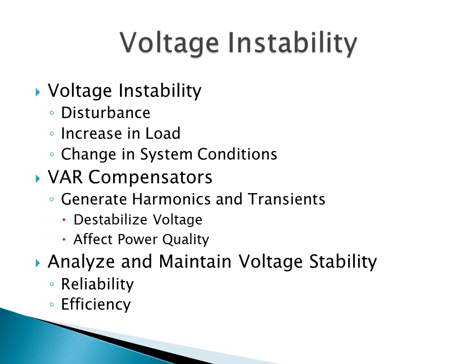So, what causes voltage instability? Voltage instability can be caused by a disturbance, an increase in load, or a change in a system's conditions. In addition, harmonics and transients generated by the fluctuating loads and some VAR compensators also destabilize voltages and adversely affect power quality. A network unable to generate sufficient reactive power to compensate for changes may be susceptible to plummeting voltages and the collapse of the system. Therefore, the ability to analyze and maintain voltage stability is crucial to maintaining a reliable and efficient electrical grid.